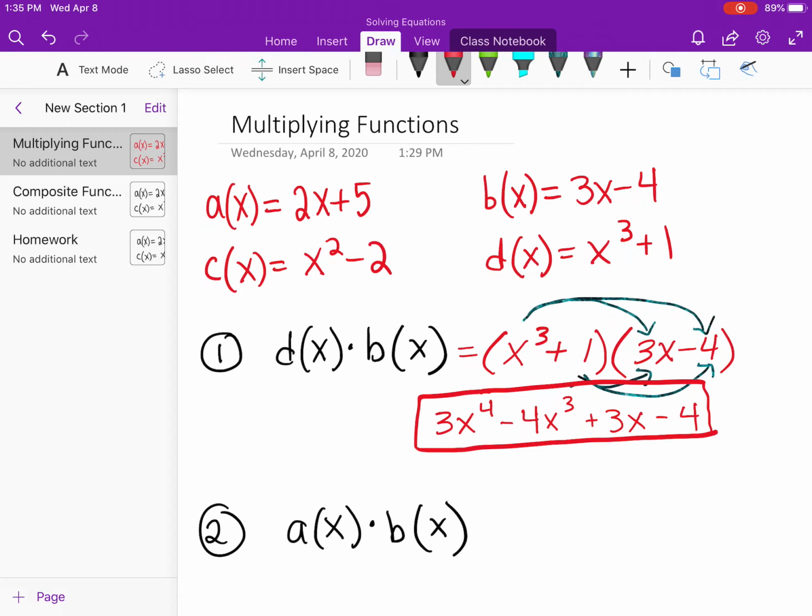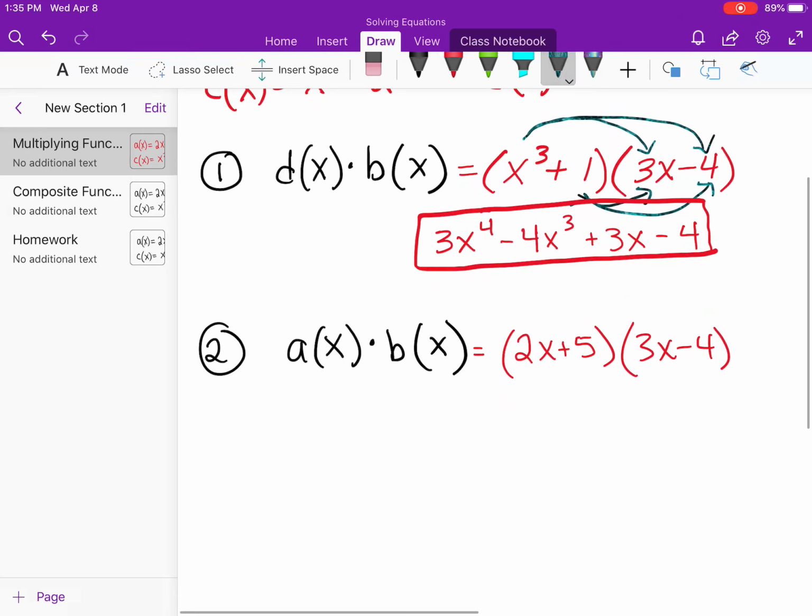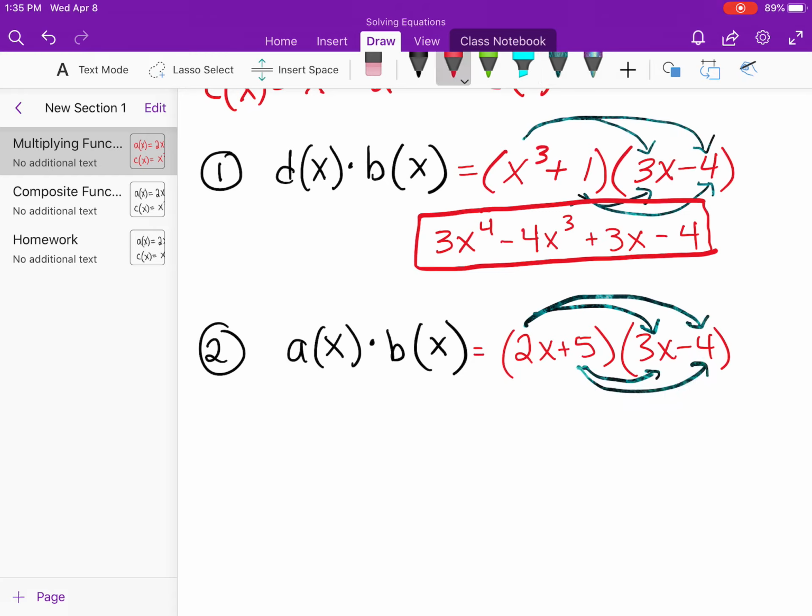Okay, next problem, same thing. A of x times b of x. So let's go ahead and set that up. A of x would be 2x plus 5 times b of x, which would be 3x minus 4. Okay, so we're just going to go ahead and distribute here. Let me just draw my arrows. First, outer, inner, and last.